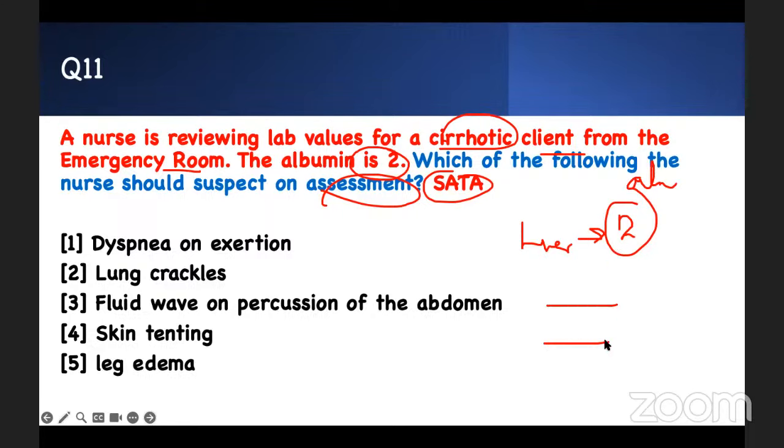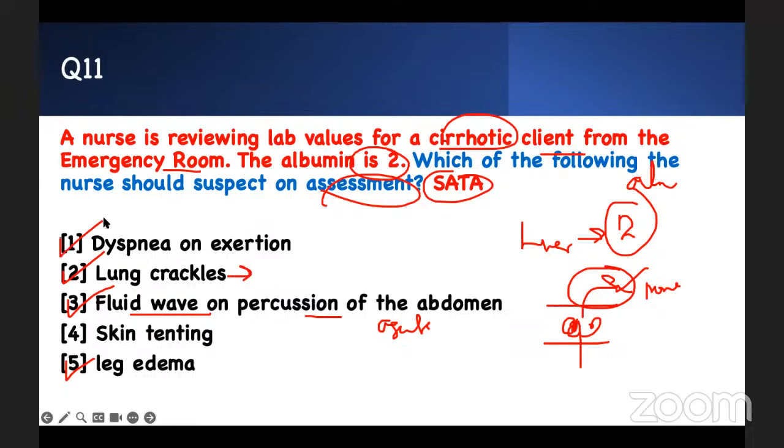Albumin is a protein that keeps water in the system. If it's not in the system, it leaks into tissues, so tissues have more fluid in them. Your leg is going to have edema. Your abdomen will have a fluid wave on percussion. That is ascites. Your lung will be full of fluid. And when you have ascites, the diaphragm, which is usually here, moves up, and then you push on the lung. So you have dyspnea on exertion. Your lung is full of fluid. When you shake their belly, there's a fluid wave.